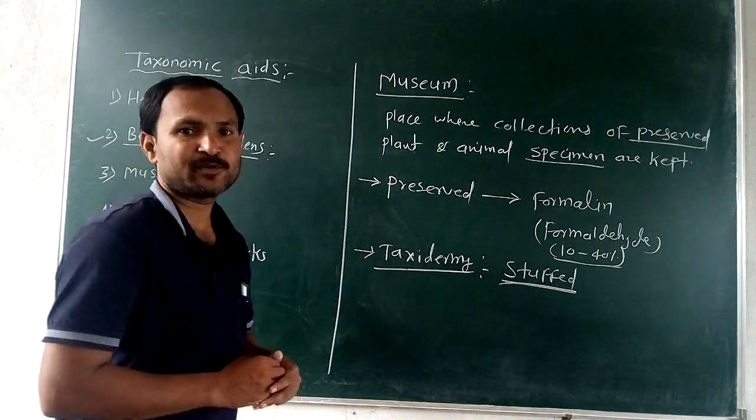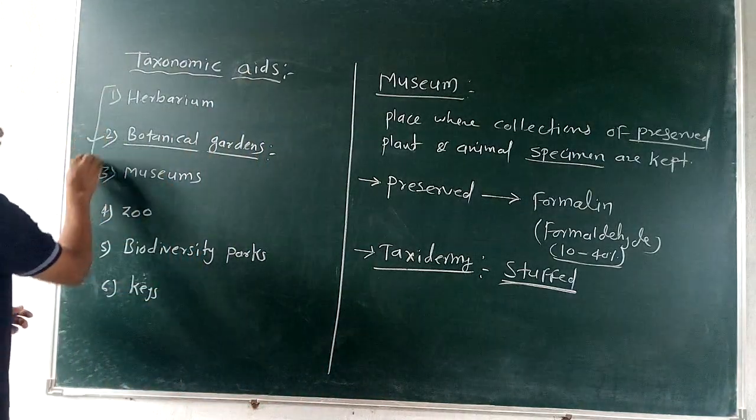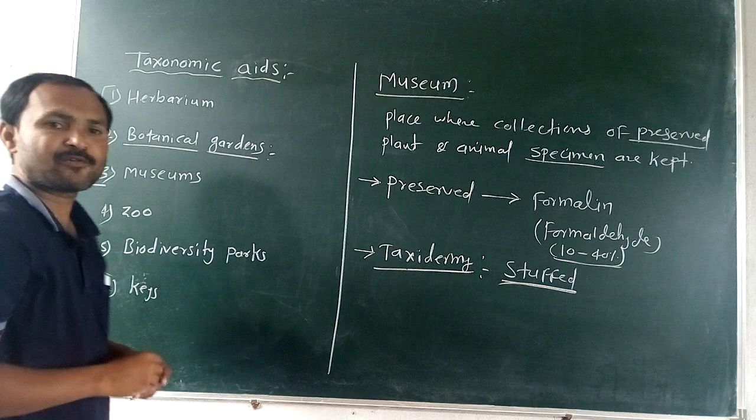This is the third, the museum. That one is the museum. Remember these points: herbarium, botanical gardens and museum. These points we have completed.